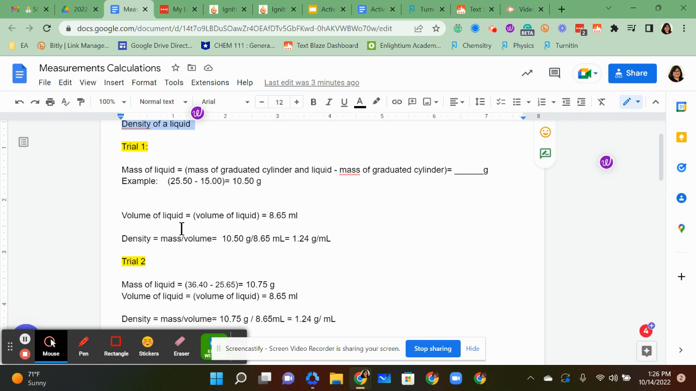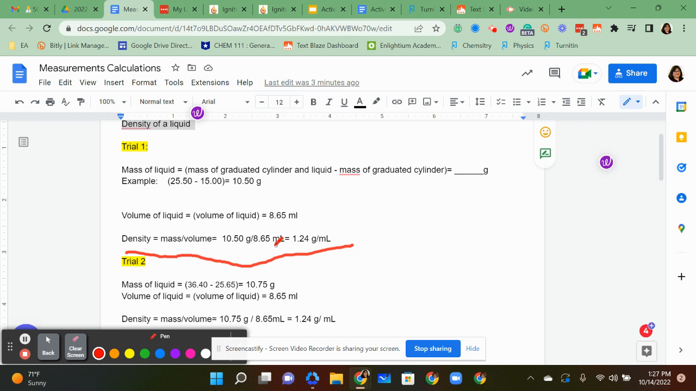I have the volume of the liquid. I read that from the graduated cylinder, 8.65. And then look at here, the density. I'm sorry, the density is mass divided by volume. Take a look. I have 10.50 grams divided by 8.65 milliliters.